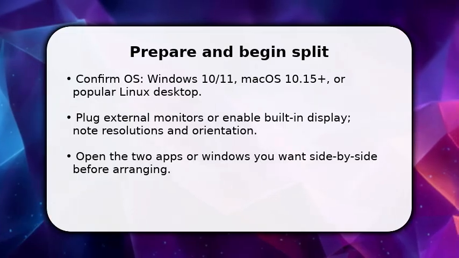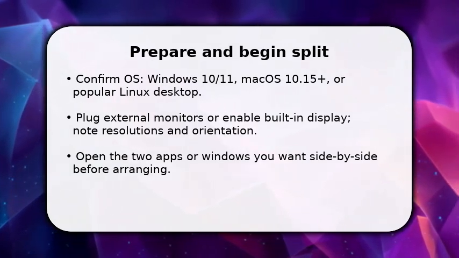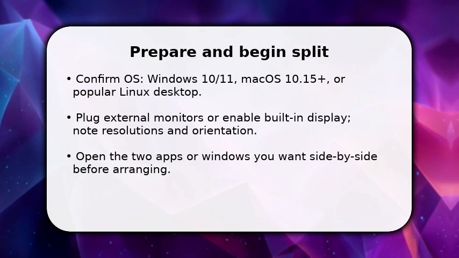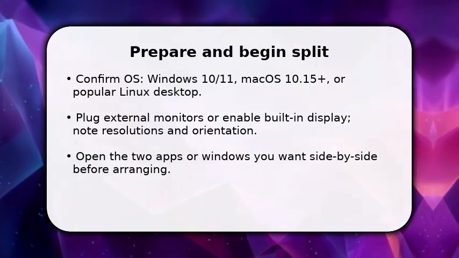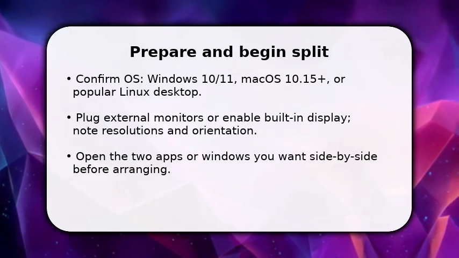You start by confirming prerequisites: OS version, connected displays, and the two windows you'll split. First, position both windows on your desktop. Don't maximize them. Then, on Windows, use Win plus left or Win plus right to snap a window.